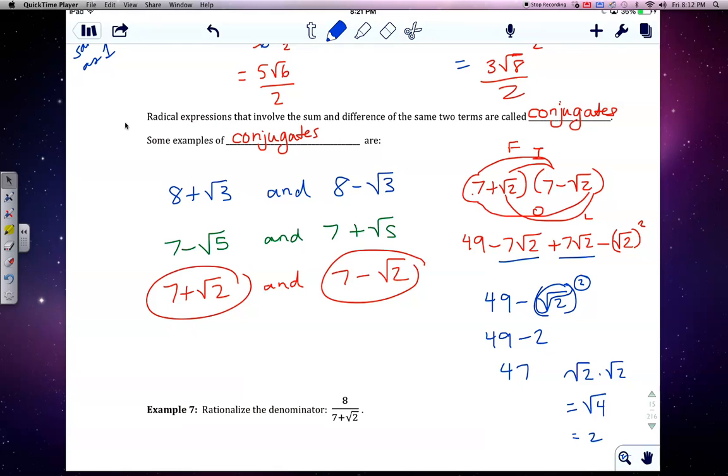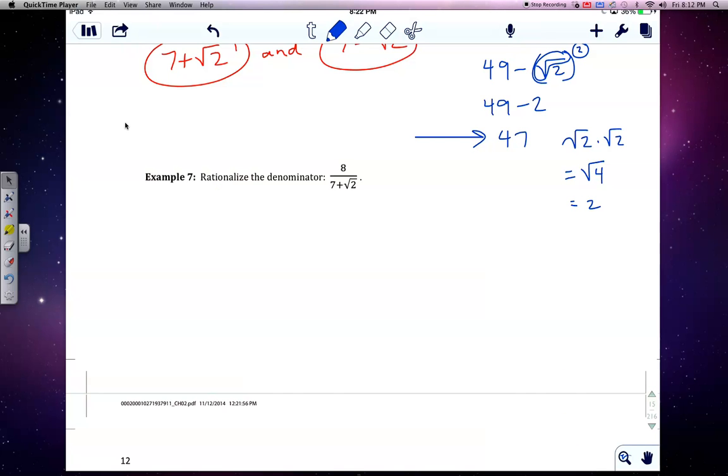So when you multiply two conjugates, you end up with no radicals in your answer. That's interesting. Rationalize the denominator of 8 over 7 plus the square root of 2. Now remember, rationalizing the denominator means we're getting rid of the radical in the denominator, which is right there. So what we've got to do is get rid of this radical. How do we get rid of it? Let me go ahead and write the problem out again. I need to multiply by something to get rid of that square root of 2. How do I get rid of that?